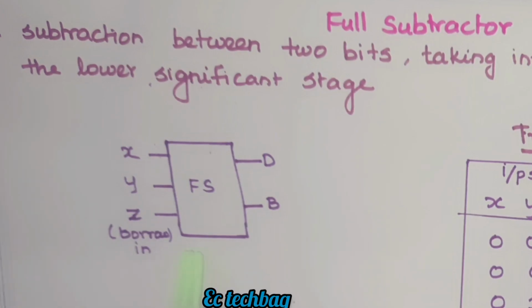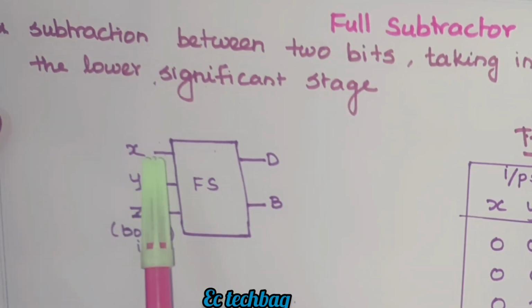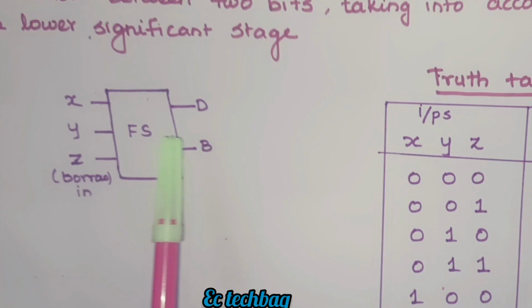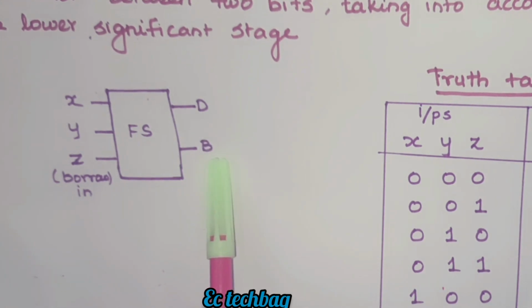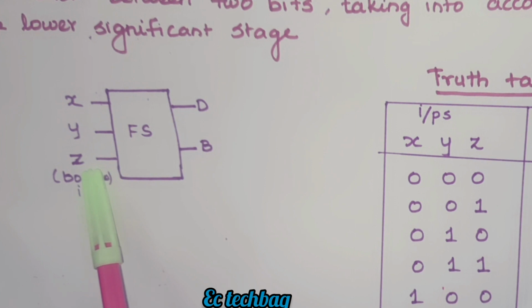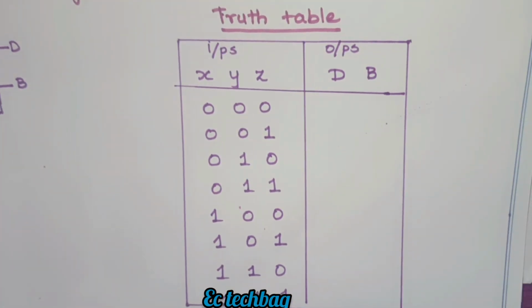This is the block diagram of full subtractor. There are three inputs, X, Y and Z. Z is the borrowing from the lower significant bit. It has two outputs, difference and borrow out. Difference will give the difference between the three bits, and this borrow output specifies if one has been borrowed from the next significant bit. Next, let us derive the truth table.